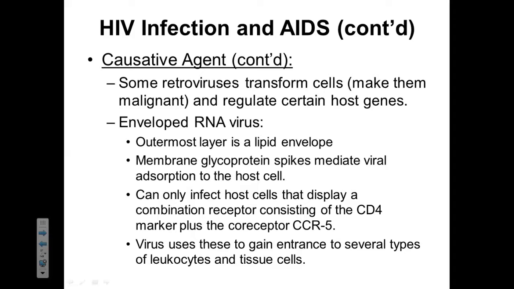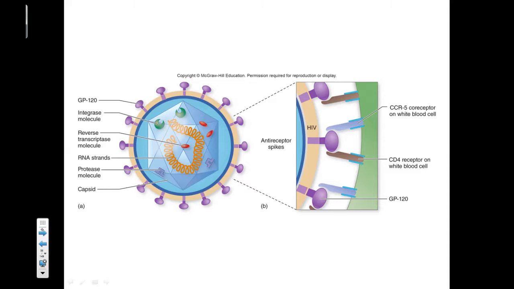It can only infect host cells or target cells that have both CD4 plus a CCR5 co-receptor manifesting on the surface of those cells. And once that virus gains access to the cell, it can start reprogramming the cell. There are several kinds of leukocytes and other cells within our body that can be infected by this HIV virus.